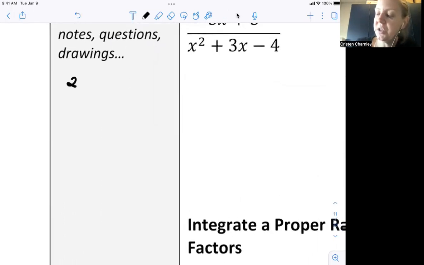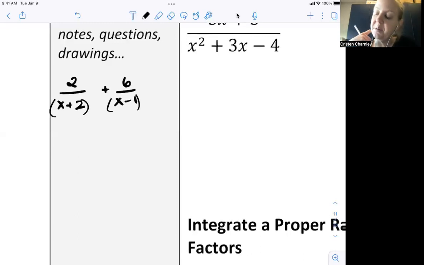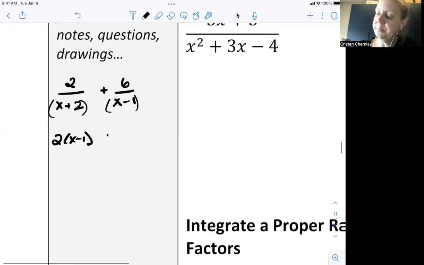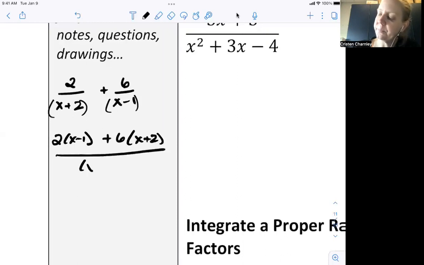If I had something like 2 over x plus 2 plus 6 over x minus 1, what would we do to add those two things together? You'd come up with a common denominator, which are these two terms being multiplied. So we'd have 2 times x minus 1 plus 6 times x plus 2 all over this quantity.